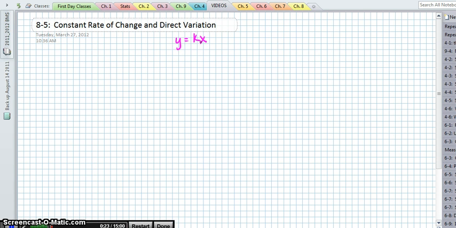So we will look at linear equations like this, y equals kx, and we will write them and graph them and so on and so forth. In general, I just want to point out what it means to be a constant rate of change. As we discussed last lesson, rates of change for linear equations are constant. So let's just draw a few quick sketches here.